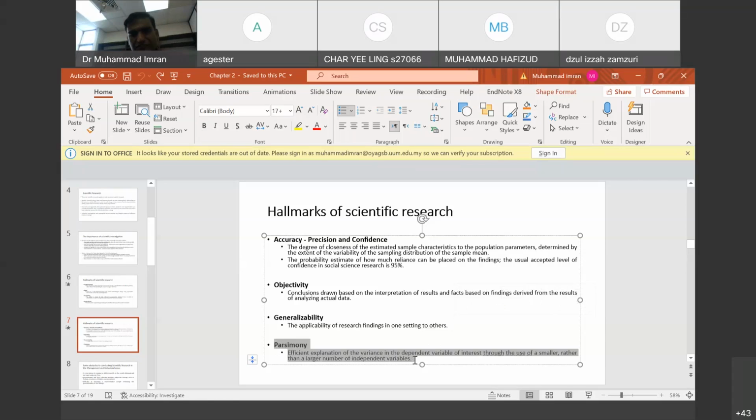Last point. Let's discuss the last point. Efficient explanation of variance in the dependent variable of interest through the use of a smaller rather than a large number of independent variables. Variance means some variation between samples where we collected the data. Variation from the mean should be less in your collection of data.